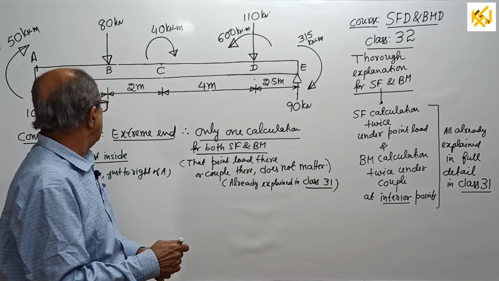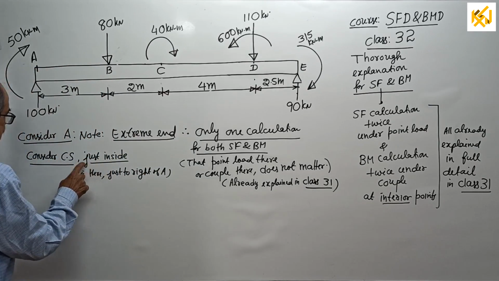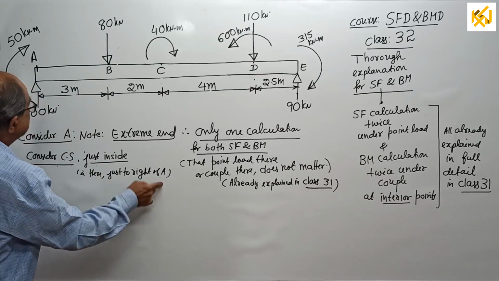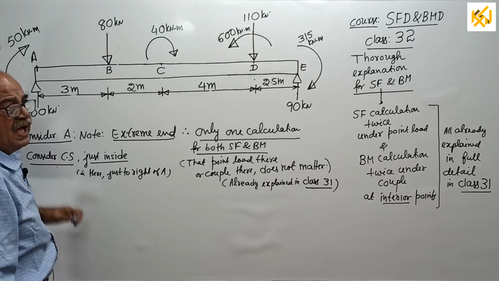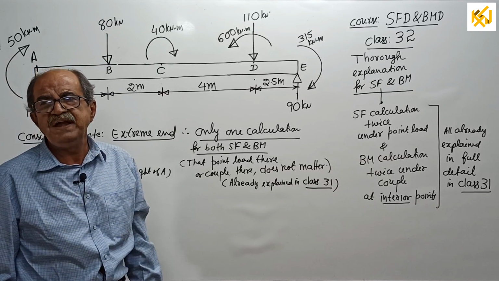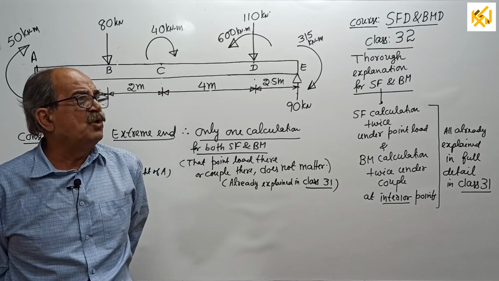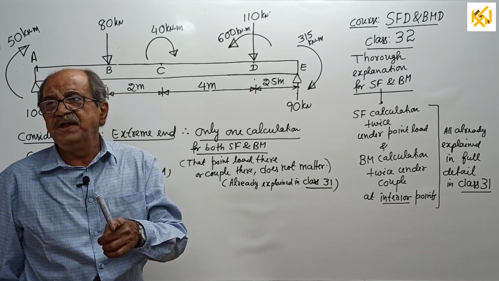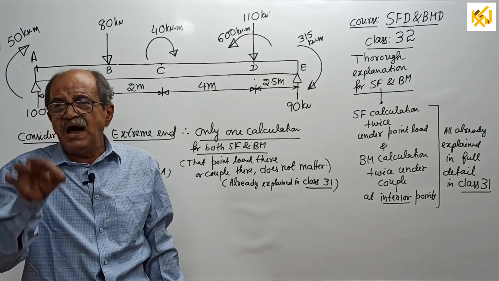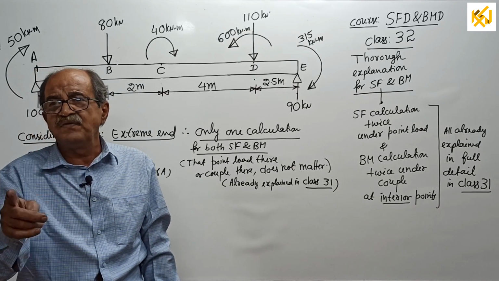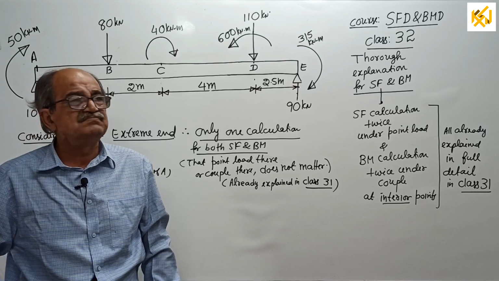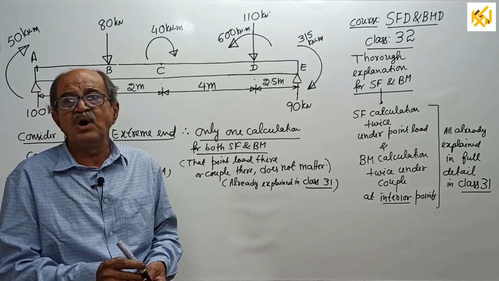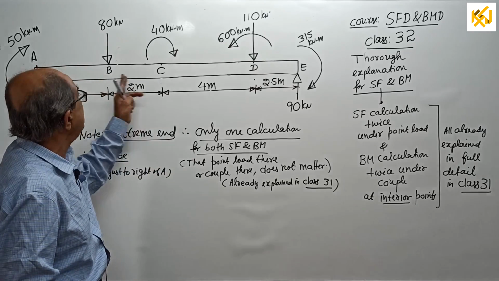That is, consider a cross section just inside, that is here just to the right of A. Actually later you don't have to write it. In future when you go to SFD BMD, I will tell, if you write a calculation at the extreme end, it is understood that it is for a cross section just inside. So you don't have to write the statement of just left or just right; you have to write it only for interior points.